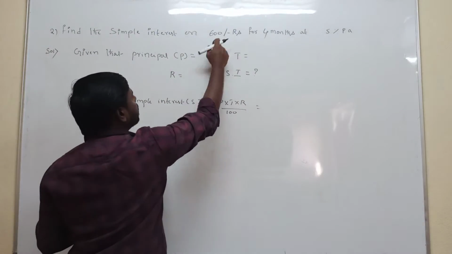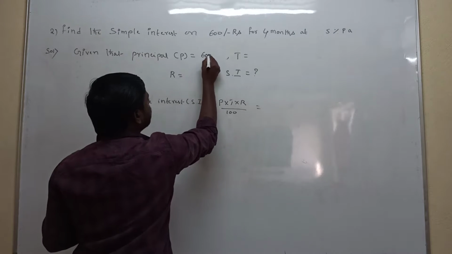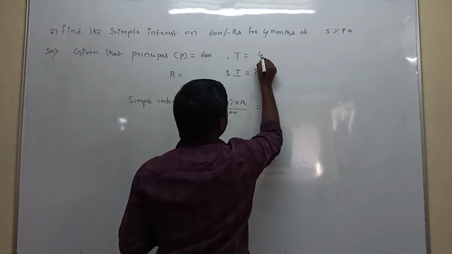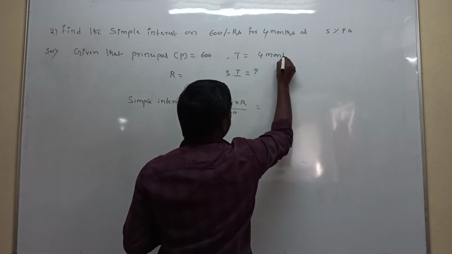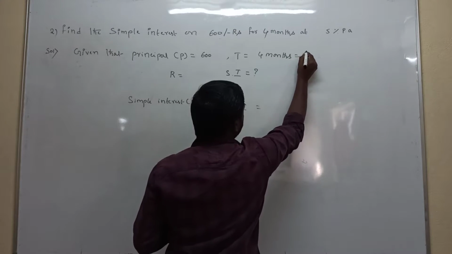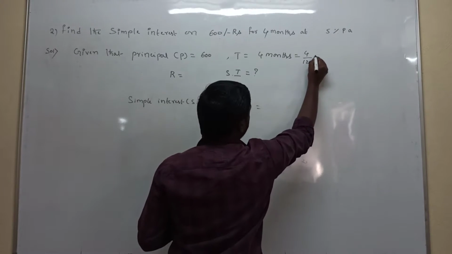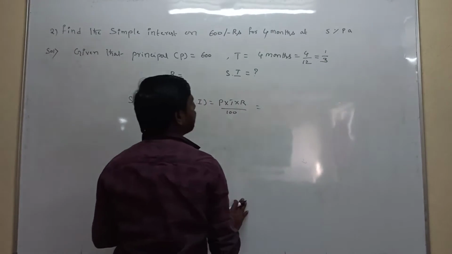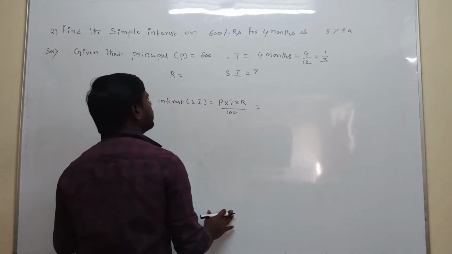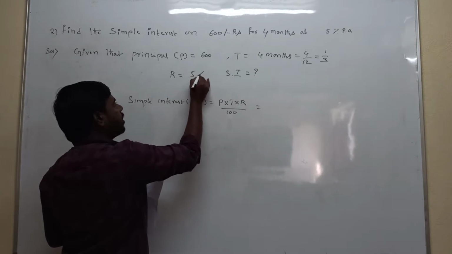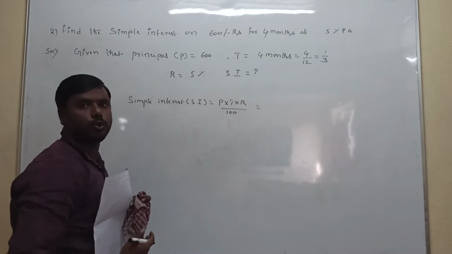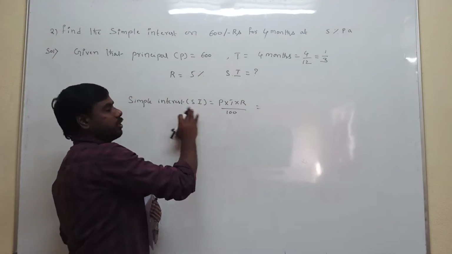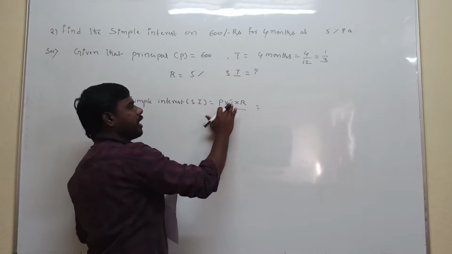So what is the principal amount they given? 600 rupees. What is the duration of time they given? 4 months. So to convert 4 months to years, given months divided by total months is 4 by 12. So 4 1 ja 4 3 ja. So capital T is equal to 1 by 3. What is the rate of interest they given? 5% per annum. We need to calculate simple interest. Simple interest formula is PTR by 100.